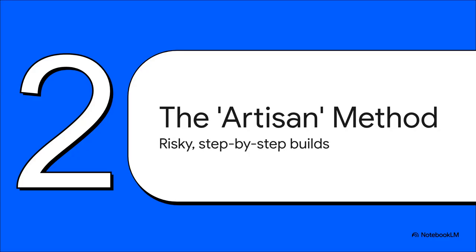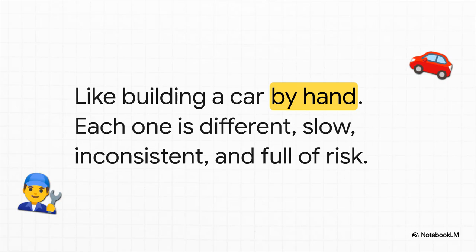And that Friday nightmare wasn't a fluke. It's what happens sooner or later when you use what I call the artisan method of building software, a process that is completely dependent on someone's memory and their ability to be perfect every time. Think of it like trying to build a car from scratch, by hand, every single time. It's a craft, right? But one day you might forget to tighten a bolt. The next day, maybe you install the wrong part. Each car that comes out is a little bit different. It's slow, it's wildly inconsistent, and it is just loaded with risk.